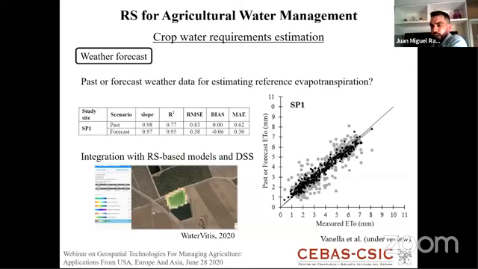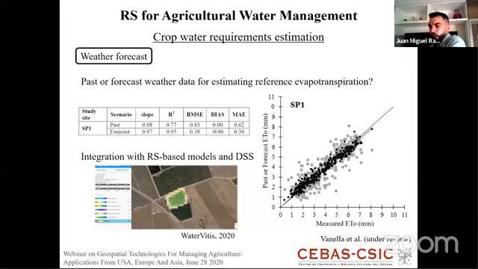Here, the errors derived from using past weather data were greater than those due to the forecast inaccuracies, with mean absolute errors being halved from 0.62 using the past weather data to 0.30 using the weather forecast.